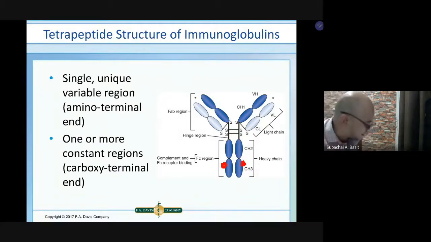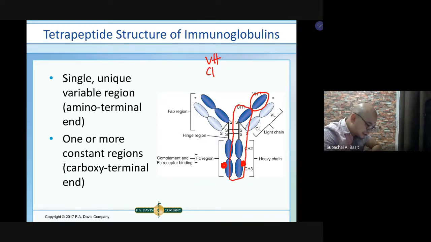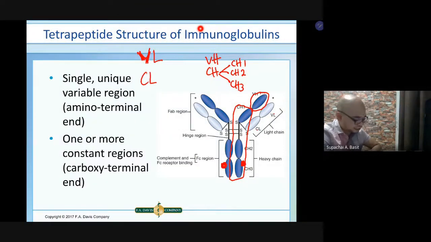Now, if we're going to dissect this particular structure, you would notice that antibodies have variable heavy chain. So that is the VH. And then they would also have the constant heavy chain. The constant heavy chain is further divided into 3: constant heavy chain 1, constant heavy chain 2, and constant heavy chain 3. Now, the light chain here has a variable region also. We have the variable light chain, and then we have also the constant light chain.